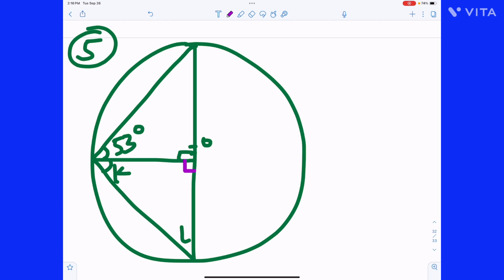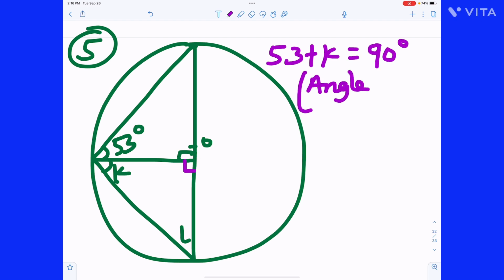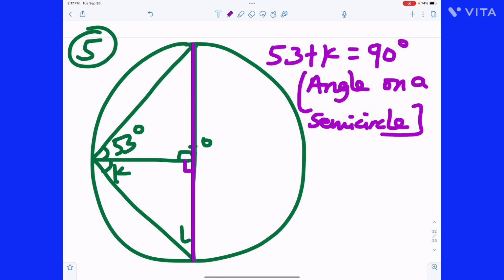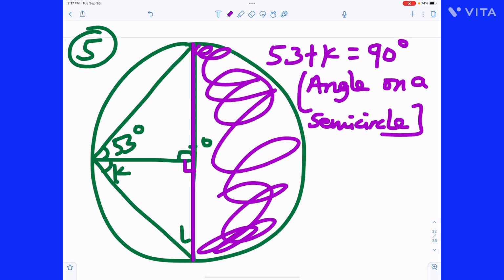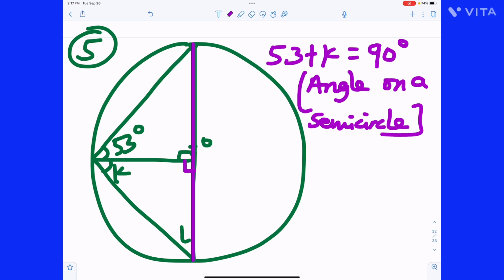I know that 53 plus K should be 90 degrees because the two angles are sitting on a what? On a semicircle. The two angles are sitting on a semicircle. This is a diameter and this is a semicircle. So that means this angle is on a semicircle. This angle is on a what? Semicircle. So it must be equal to 90. Let me mark it with this. So that's 90 degrees. 53 plus K is equal to 90 degrees.